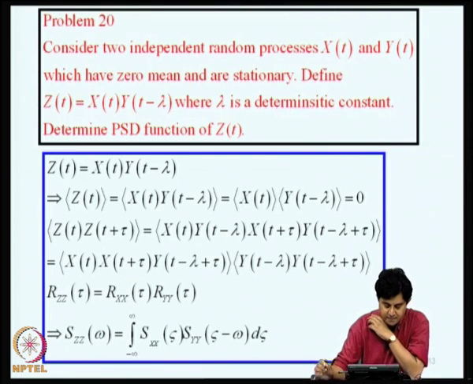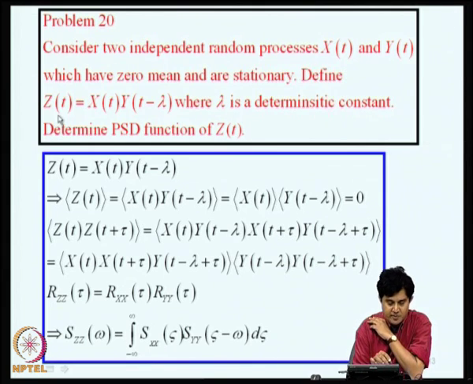A similar exercise. Here we consider two independent random processes x of t and y of t, which have 0 mean and are jointly stationary. They are independent, therefore, individual stationarity implies joint stationarity. Define a new process z of t, which is x of t into y of t minus lambda, where lambda is a deterministic constant. So, the problem is to find out the power spectral density function of z of t.